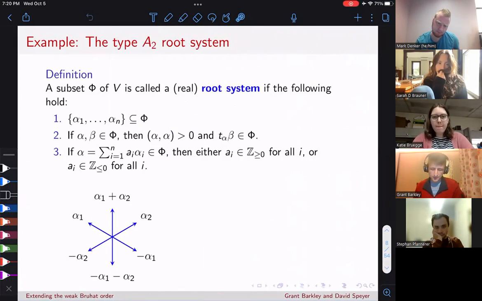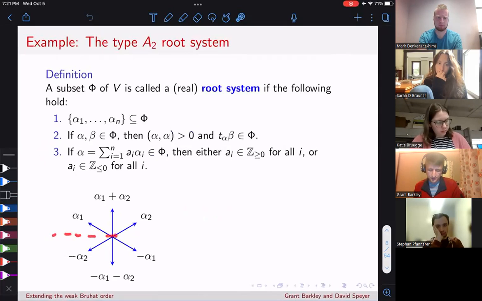Okay, so here's again the same definition. Let's look at the special case of the root system for S3 that I had drawn a couple slides ago to motivate this. My basis vectors are alpha 1 and alpha 2. We also have the sum of those two in the root system, and then we have the negations of all of those roots. You can check that if I do orthogonal reflection over any of these roots, then that reflection will take one root to another. And we also have this third property, which basically just says that we don't have something like alpha 1 minus alpha 2. We either have all positive combinations or all negative combinations.